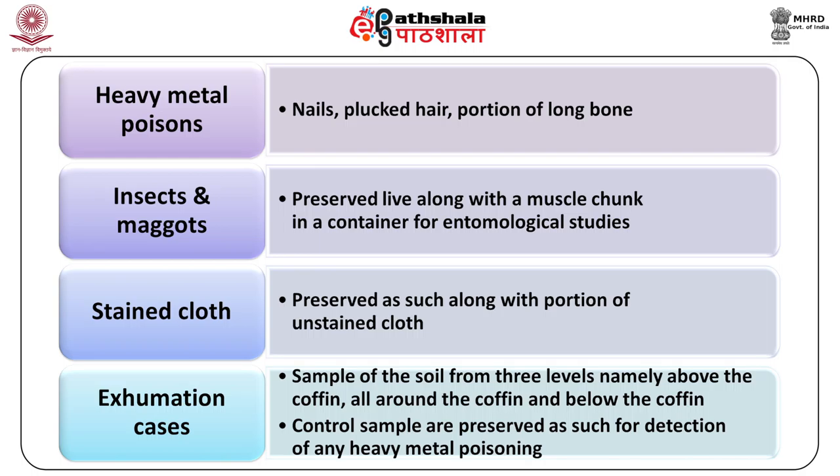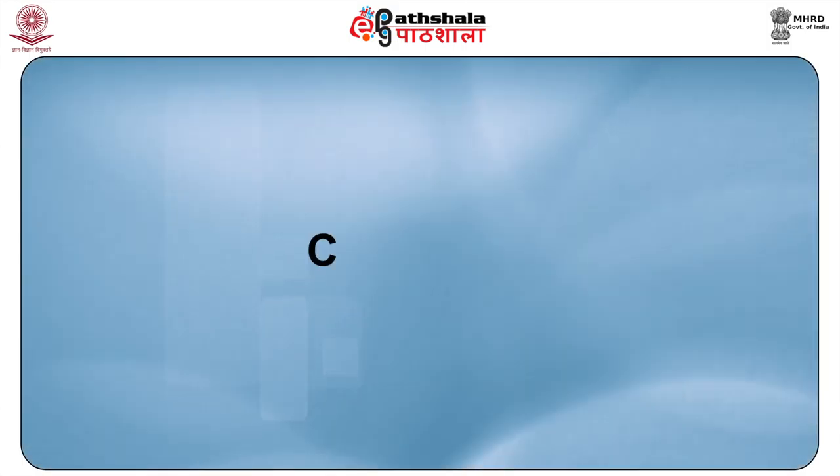Then stained cloth. If some staining is there in the wearing apparel, the cloth is preserved as such along with a portion of unstained cloth which acts as a control. And in cases of exhumation, samples of the soil from three levels, namely above the coffin, all around the coffin and below the coffin, along with some control sample, are preserved as such for detection of any heavy metal poisoning.